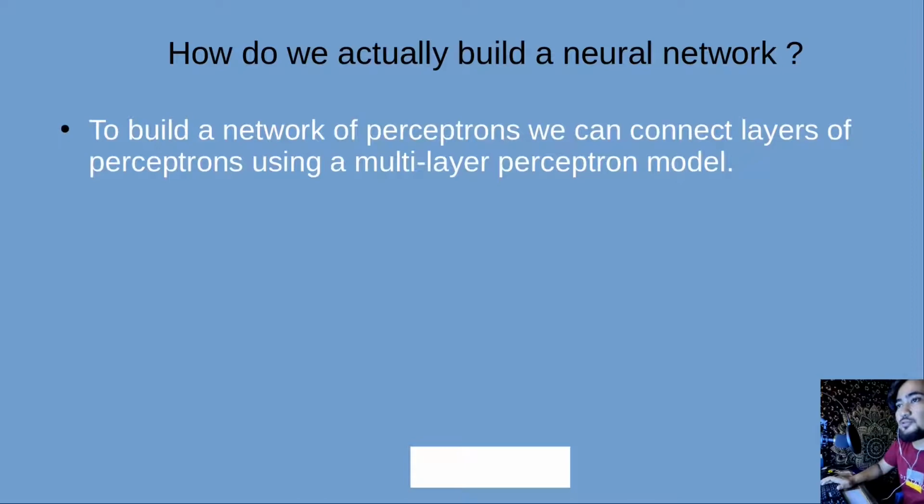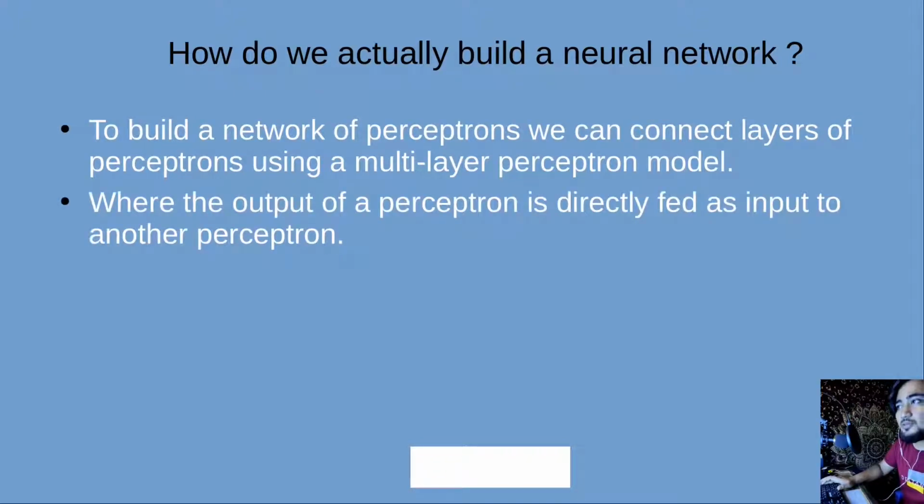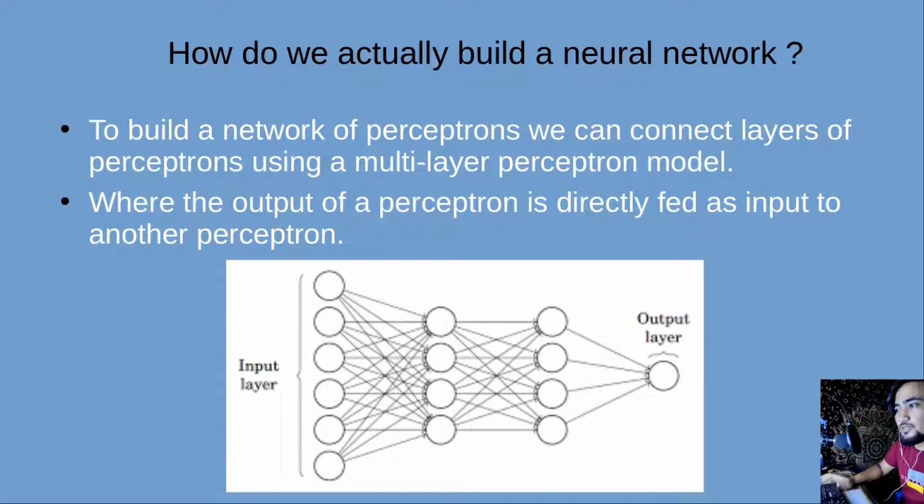So to build a neural network of perceptrons, we can connect layers of perceptrons using a multi-layer perceptron model. That is, if the output of one perceptron model is fed as an input of another perceptron model, then we can build a neural network. So here is an example of an artificial neural network, that is a multi-layer perceptron model. This is the input layer. The output of one perceptron is fed as an input of another perceptron to finally gain an output. So this is a multi-layer perceptron model.